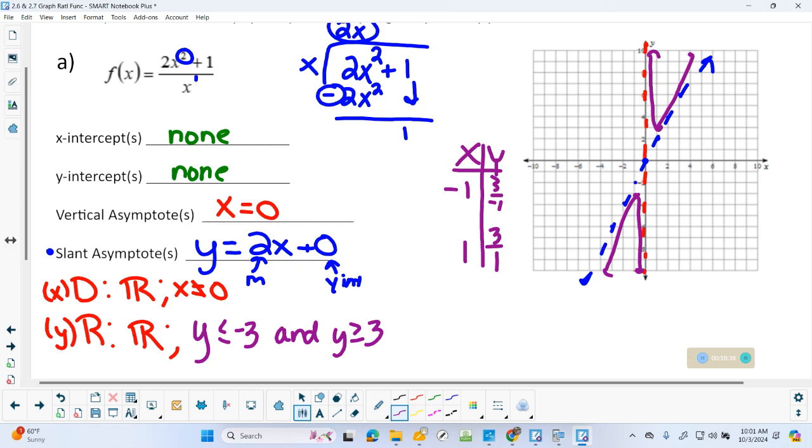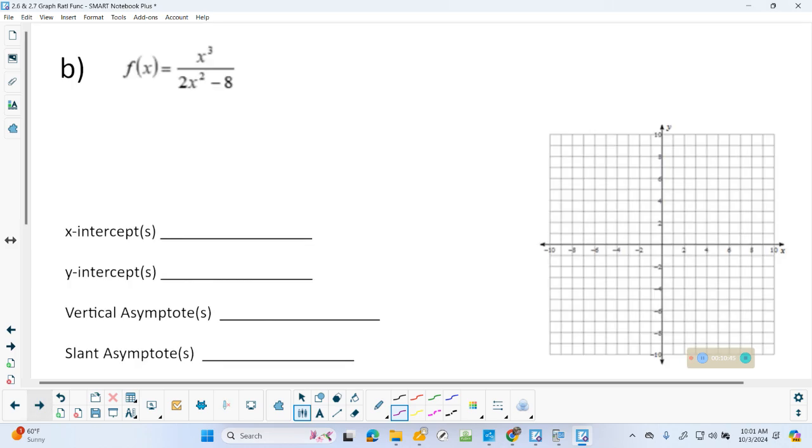All right, let's do one more. And of course, I don't care if you do the t-charts by hand or get them from your calculator. You don't have to write those, whatever. All right, last one. Here we go. Oh gosh, okay.